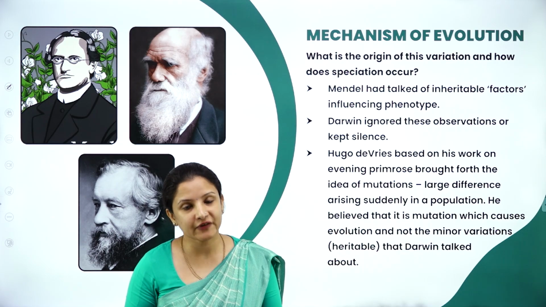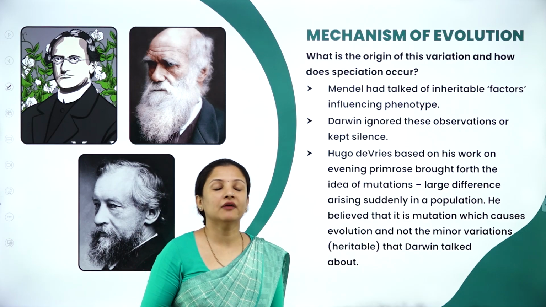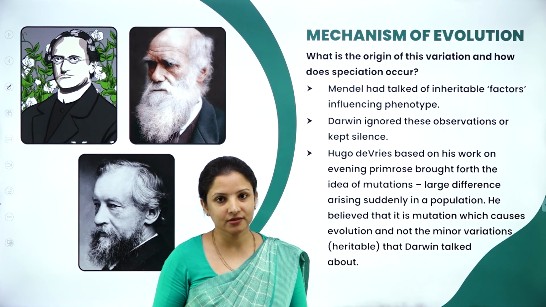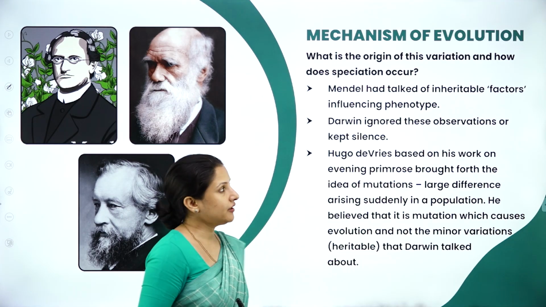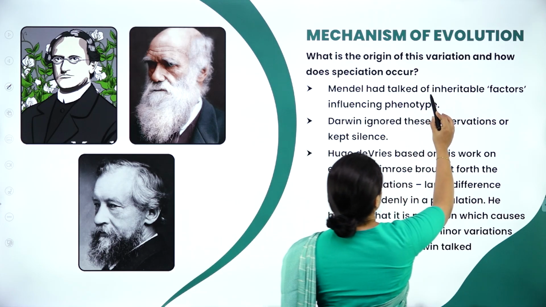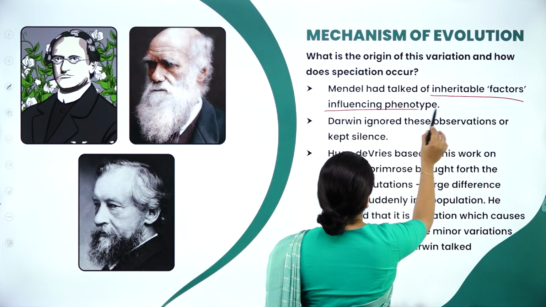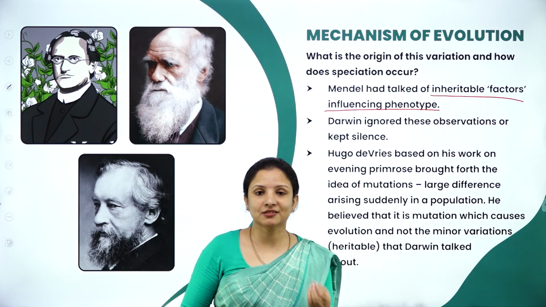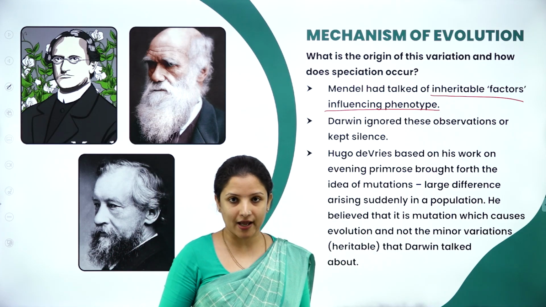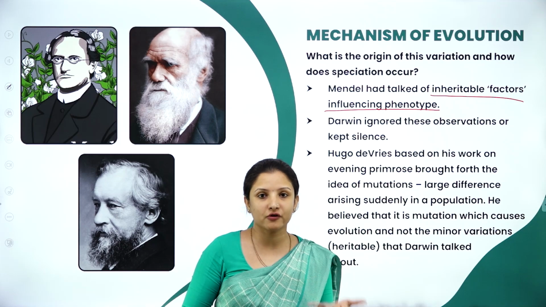So in the principles of inheritance and variation chapter, you have heard about the biologist or the father of genetics, that is Gregor John Mendel, right? So Mendel talked about inheritable factors which influence phenotype. So what do we mean by phenotype? Phenotype are the external characteristics of an organism or the morphology of an organism.